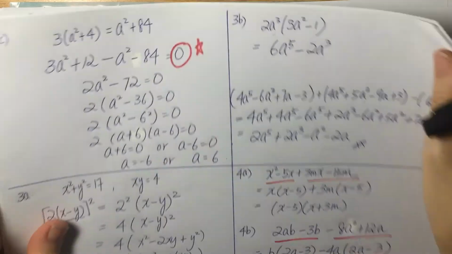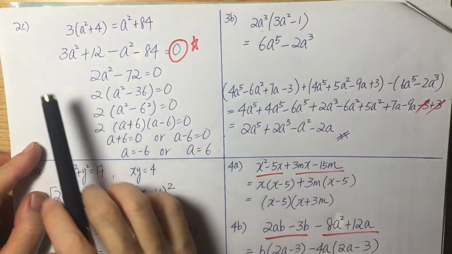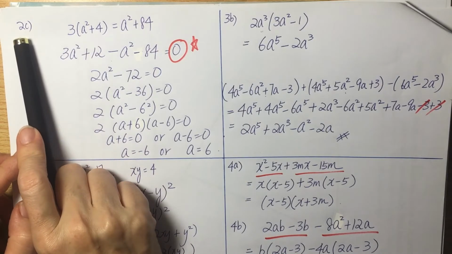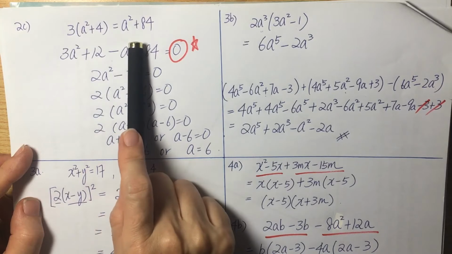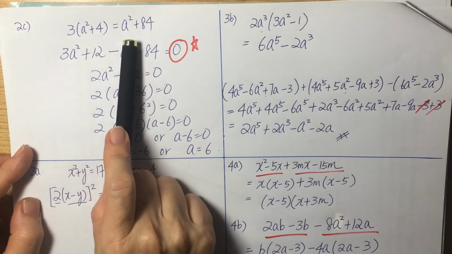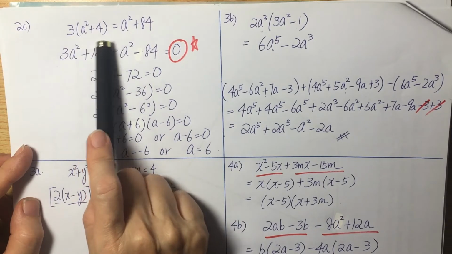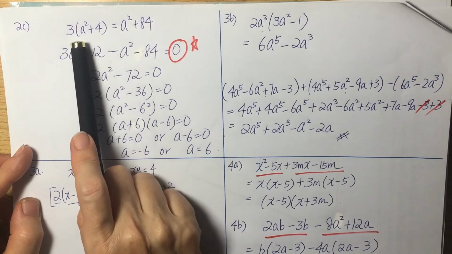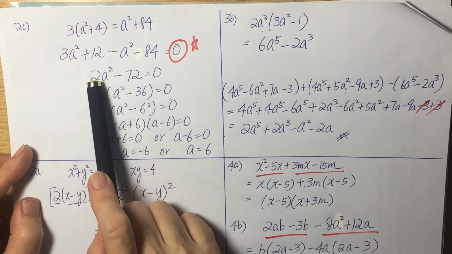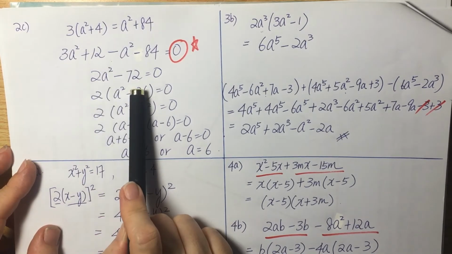Next, question 2c. Everything is only a square. Okay, so there's only a square, no other term. So what we do is expand out, simplify, you get into here.